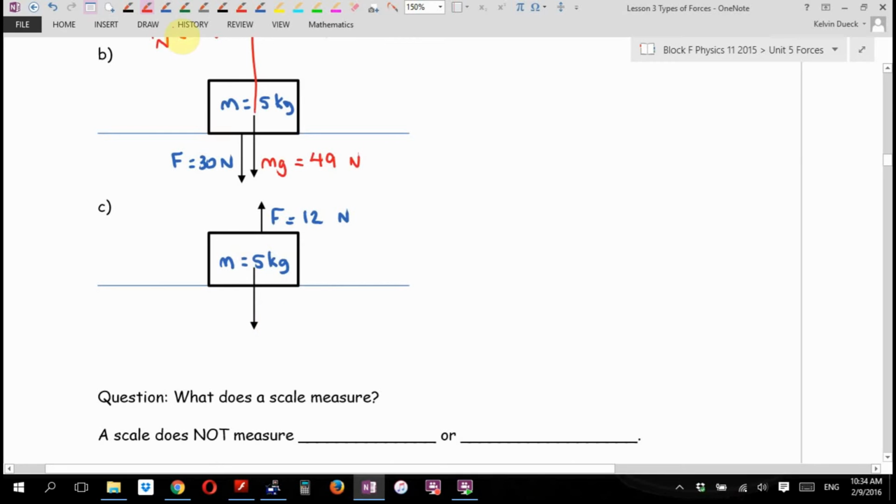Here we have, again, mg equals 49 newtons. Is this mass sinking into the ground like quicksand? No. Is it flying into the air like Superman? No. How big is the force up? Not 49. 37. Someone else must be tugging up, and the ground then doesn't have to push as hard.